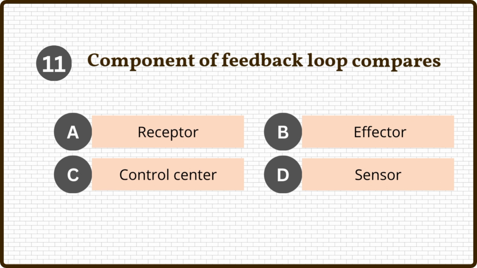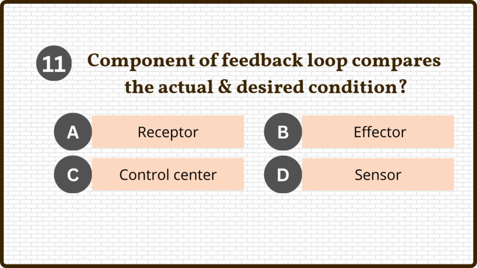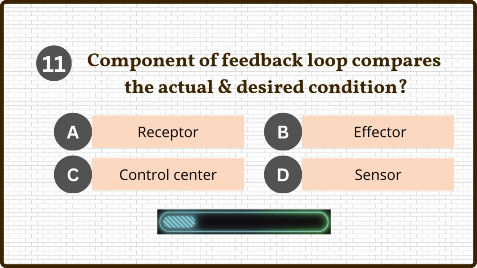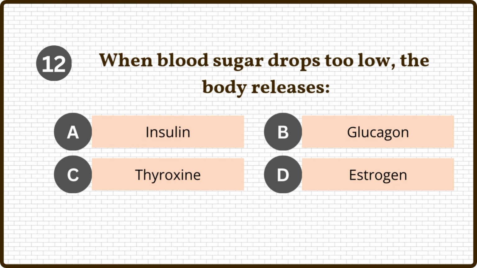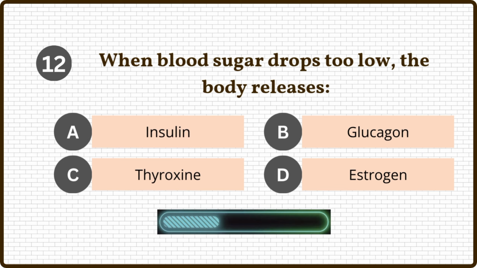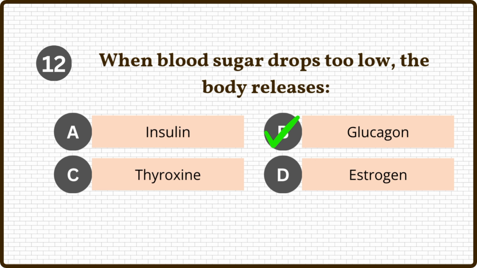Component of feedback loop compares the actual and desired condition. Control center. When blood sugar drops too low, the body releases glucagon.